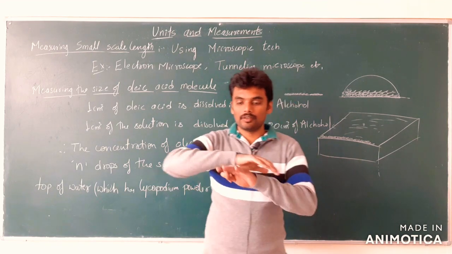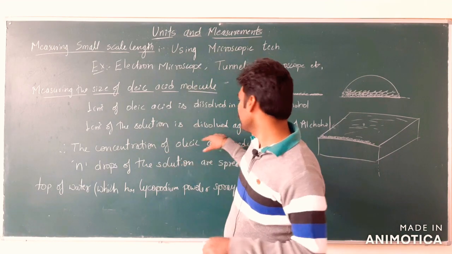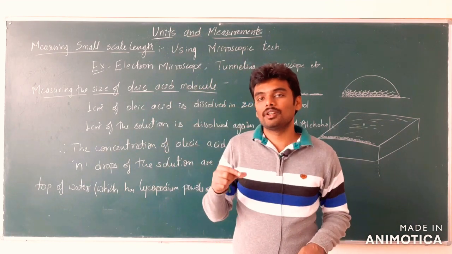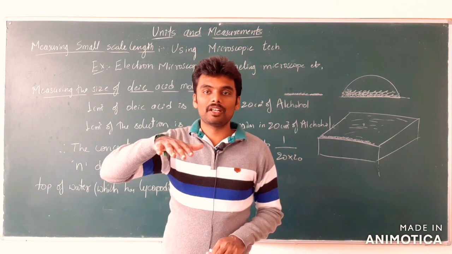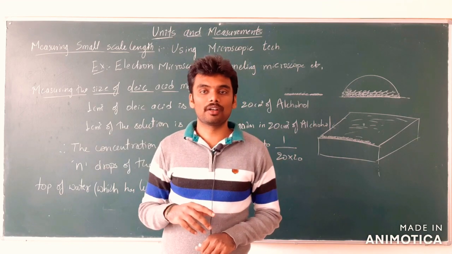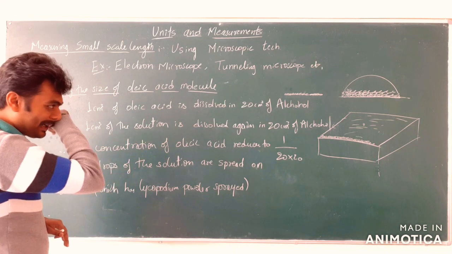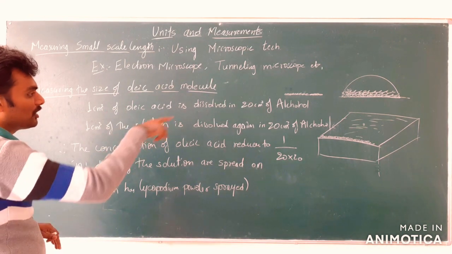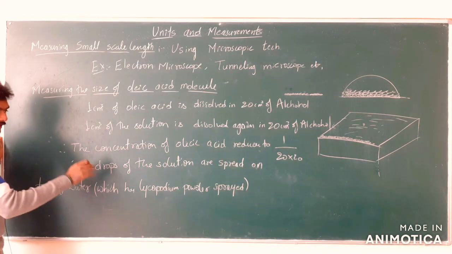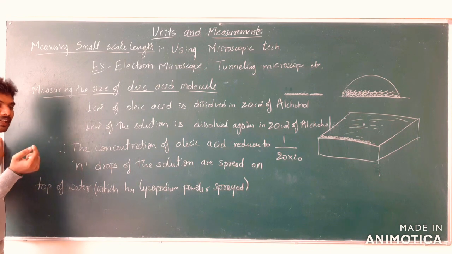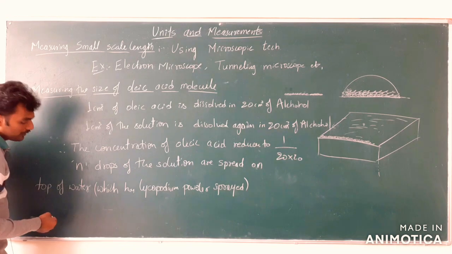And then after spraying the lycopodium powder, we'll put drops of this solution. When we put the drops of this solution, alcohol content will get evaporated, only the oleic acid will remain, and it will spread on the surface of water uniformly. Okay, so now it will form a monomolecular layer of oleic acid molecules on top of water. So n drops are spread. N can be 5, 10, 15, anything, depending on the situation.